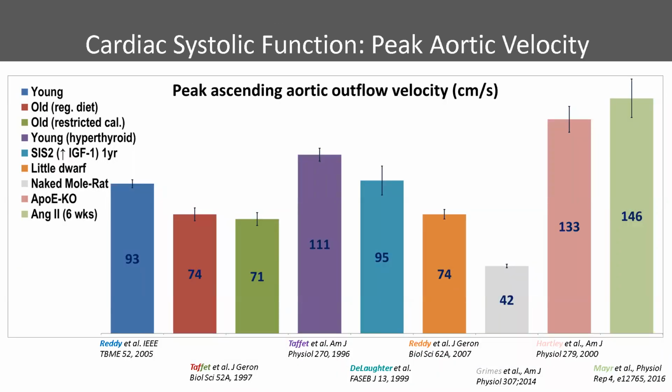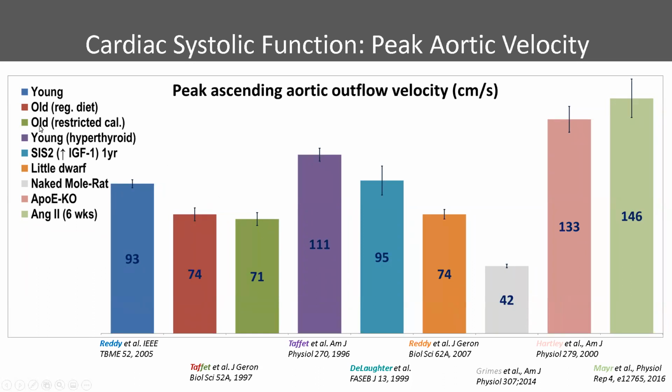Over the years, we have done many studies, and here is a summary of data from all those studies. We're mainly looking at aortic outflow in this particular slide. If you look at young mice, it is very close to 100 centimeters per second, which is the same thing that we see in people as well. With aging, you see that the aortic flow goes down. So there's a systolic function deterioration, or diminished systolic function, if you will.